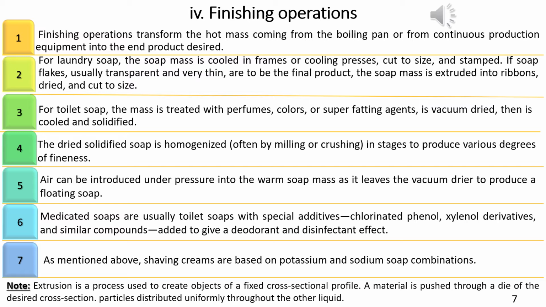Number 3, for toilet soap, the mass is treated with perfumes, colors or superfatting agents, is vacuum dried, then is cooled and solidified. So for toilet soaps, which processes take place? There are different additives which are added to the soaps, or there are different superfatting agents which are added to the soaps. What are superfatting agents? In the superfatting agents, we add an extra oil to the soap. So in this way, we obtain a soap which is moisturized, or which is in the form of moisturization.